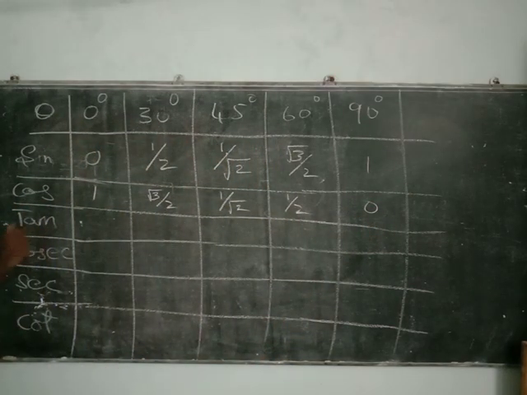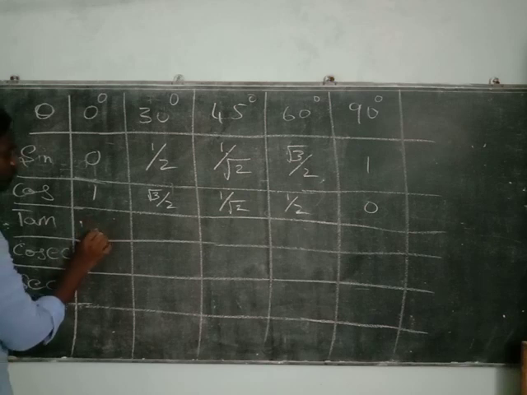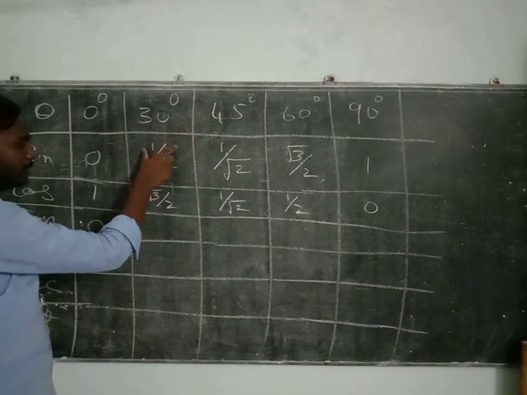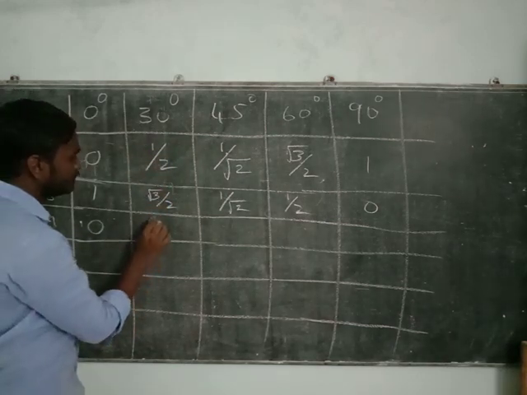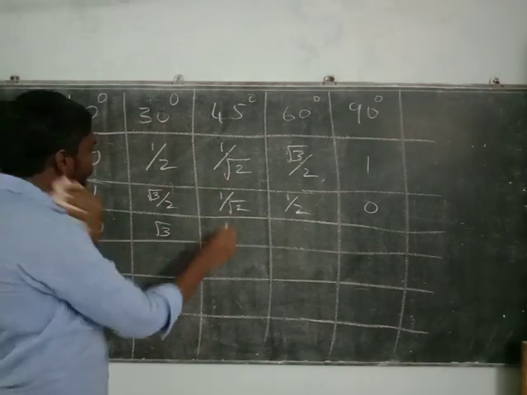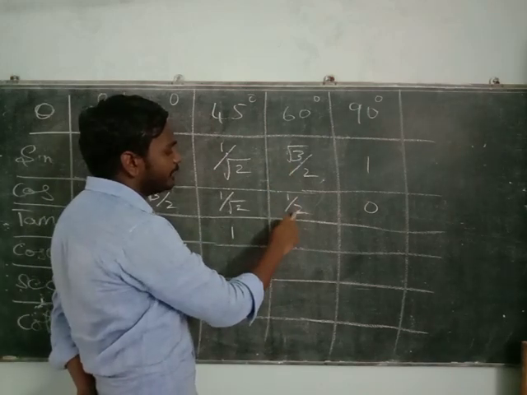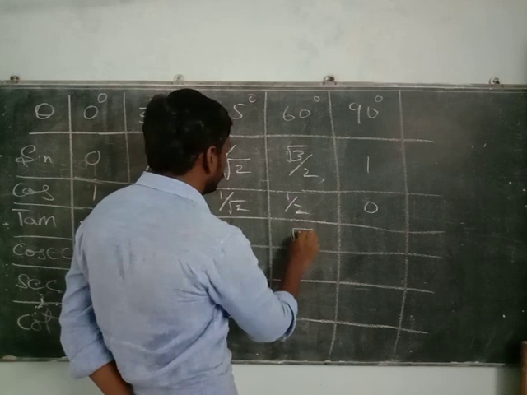Then what is tan? Tan is sine by cos. So any number divided by 1 is the same number. 1 by 2 divided by root 3 by 2, when we cancel the denominators, I get it as root 3. 1 by root 2 divided by 1 by root 2 is 1. Root 3 by 2 divided by 1 by 2, denominators get cancelled. So what we get? Root 3.